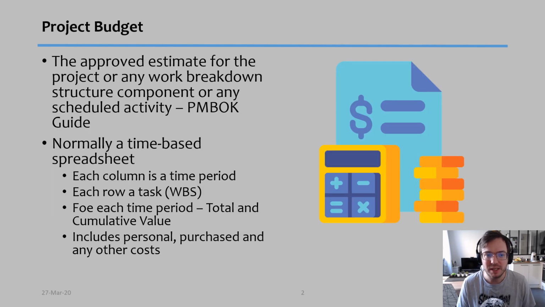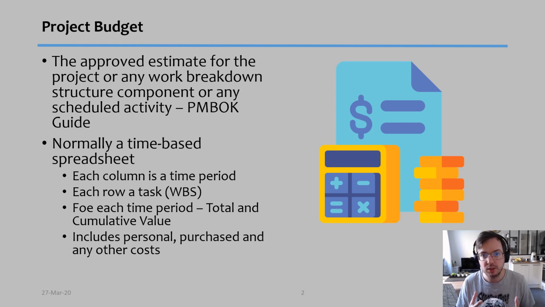So the project budget, the official definition is that it's the approved estimate for the project or any work breakdown structure component or any schedule activity. In other words, what we're going to do is basically try to plan the cost of performing each one of the tasks that we determine for the project that we have.